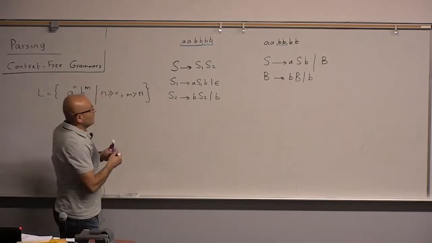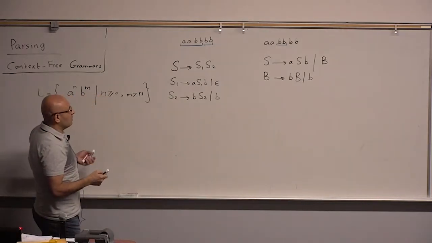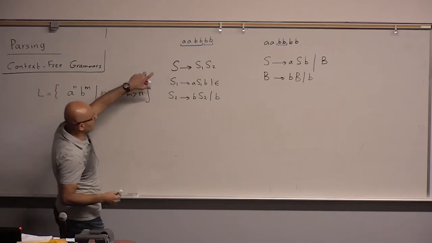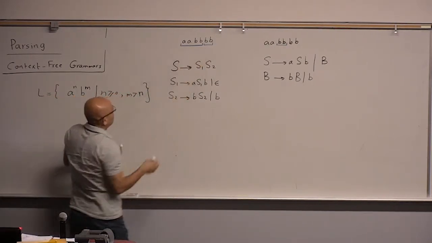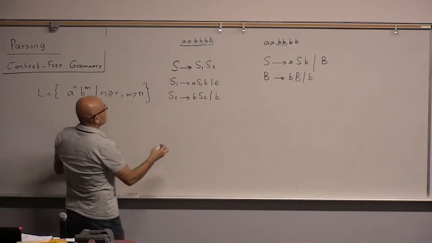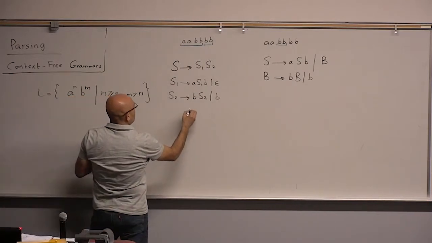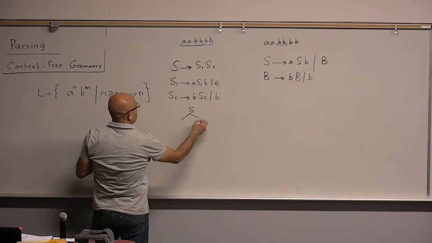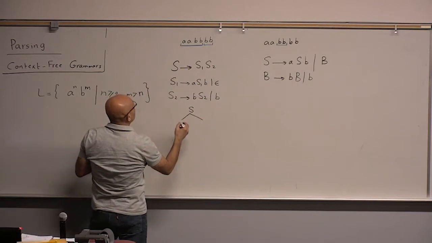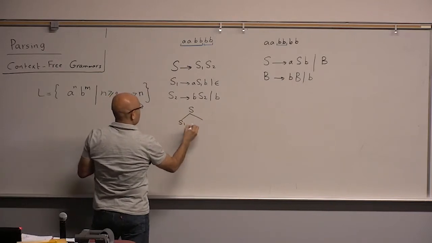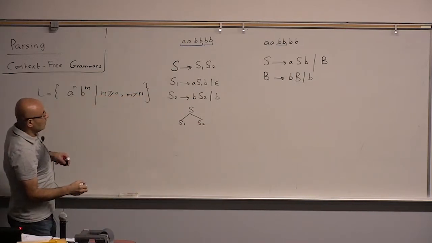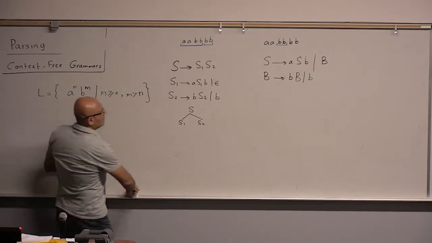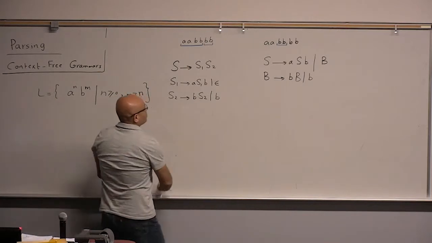So let's do a derivation for each one of them to understand what's going on. So let's do a derivation for this. Let's derive this string. To derive this string, we will have S, and S consists of S1 S2. Okay, and I think this will not fit, so we'll.